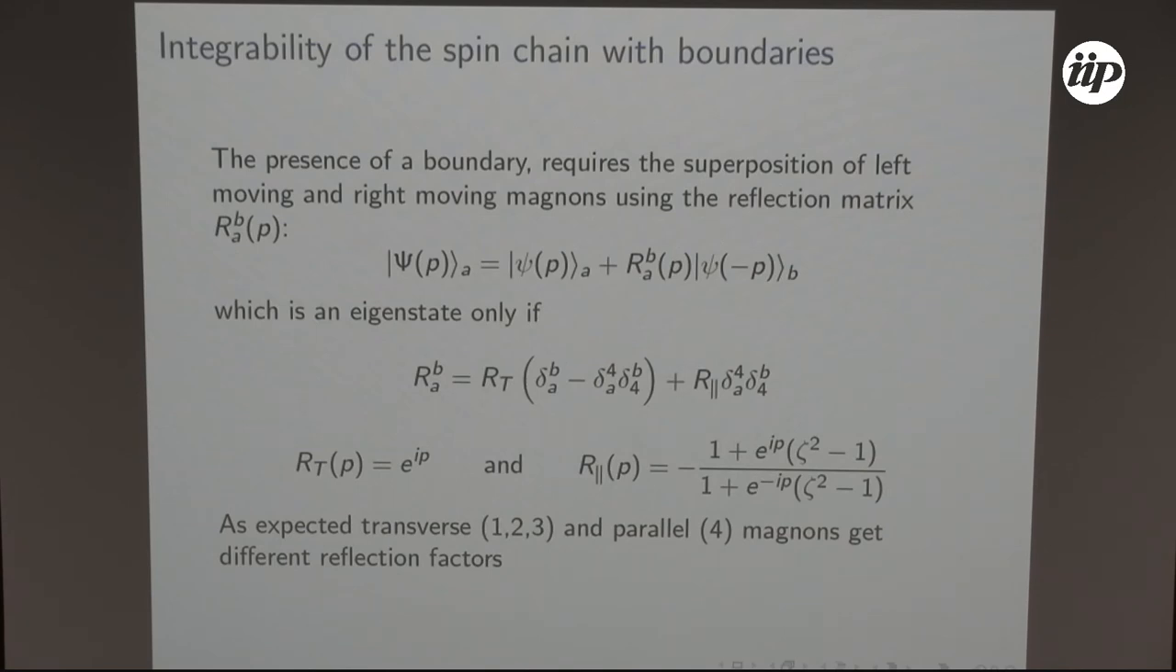Of course, since now the only flavor that is treated differently is phi 4, and phi 1, phi 2, and phi 3 are more or less the same, you expect that you get a diagonal reflection, but with different factors, depending on whether your impurity is 1, 2, or 3, or if it is the fourth, 5/4. So this is what you get. This is the reflection factor for the 5/4 impurity, and this is the reflection factor for the 5/1, 5/2, and 5/3 impurity. Okay.